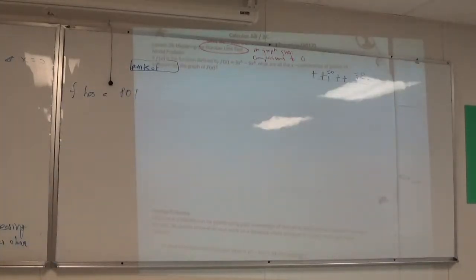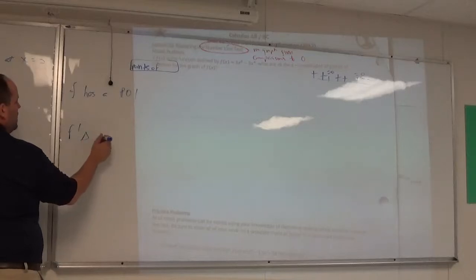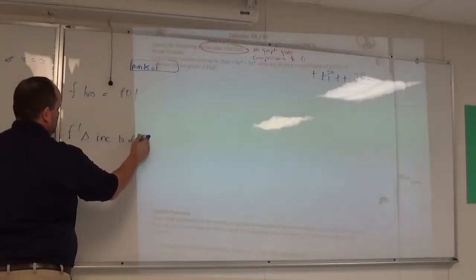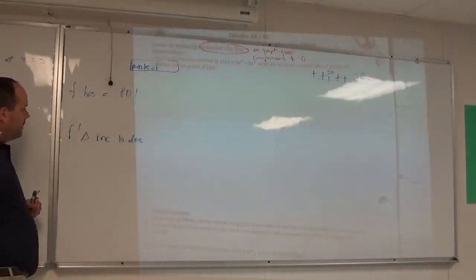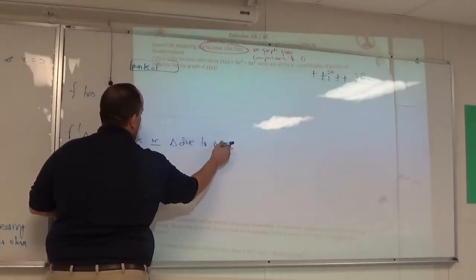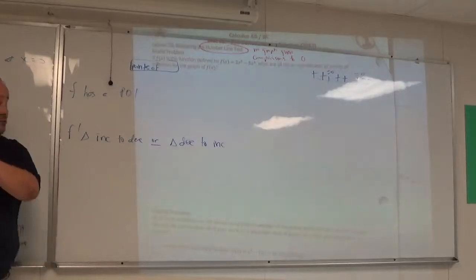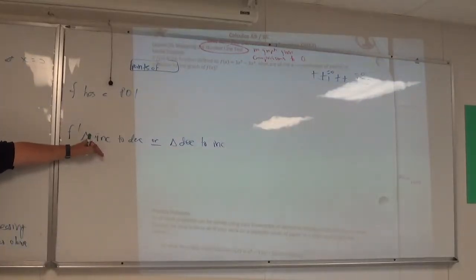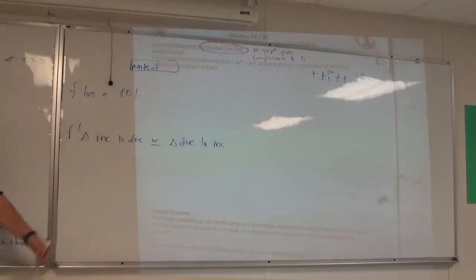I'll take anything from anybody. How do I find a point of inflection? F prime changes from increasing to decreasing. Half right. Or changes from decreasing to increasing. Okay, or changes from decreasing to increasing. That is true, Roberto. That is a way that we go find a point of inflection. There's another way. There's 2 more ways.